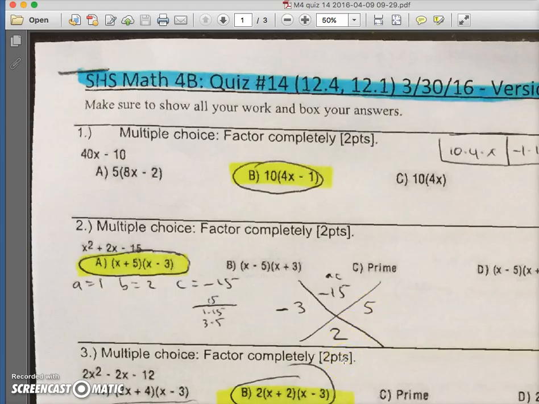+2. So a good visual strategy for you is taking the number 15 and writing all the factors. I have 1 and 15, 3 and 5, or 5 and 3. That way it can give you a visual. If I take these two numbers and subtract them, I'll get 2. So that means a 3 has to be negative. -3 times 5 is -15, and -3 plus 5 is a +2. So that would be choice A.